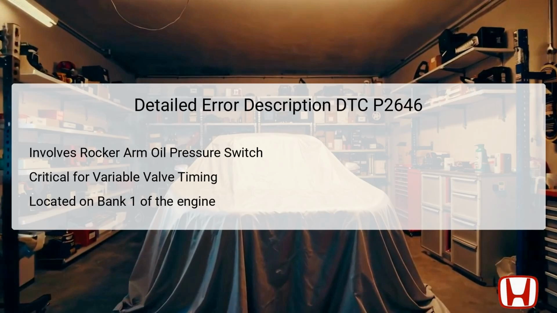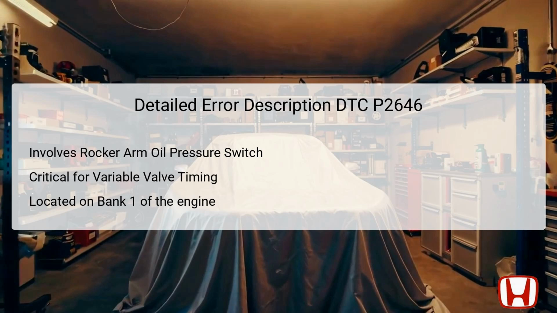DTC P2646 indicates a specific condition in which the rocker arm oil pressure switch A on bank 1 is detecting low voltage signaling, which disrupts the operation of the variable valve timing, VVT system. The VVT system is designed to enhance engine performance and efficiency by optimizing valve timing based on various engine loads and speeds. The rocker arm oil pressure switch is located on bank 1 and is responsible for relaying oil pressure information to the powertrain control module, PCM.